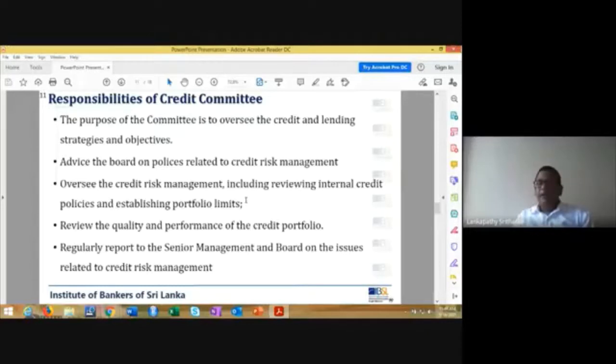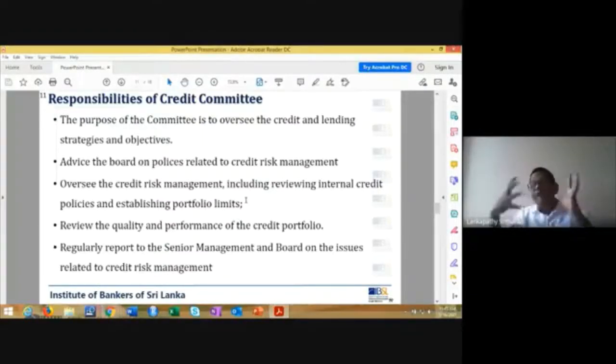branch level, if a branch manager can grant the credit to a certain level, for example, if it is 500,000, then the regional manager can grant the loans if it is up to 5 million. If it is the centralized risk, AGM or DGM credit can grant the loans up to 100 million, and if it is above 100 million, then it may be the credit committee. Likewise, the credit portfolio limits are there, and even within the portfolio there may be different portfolio limits.